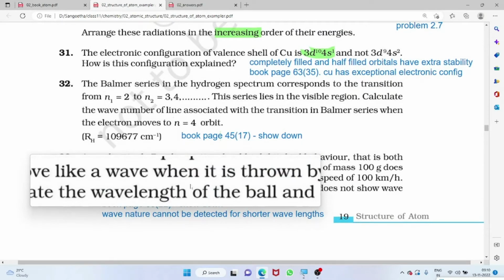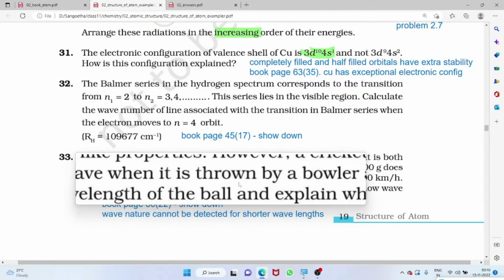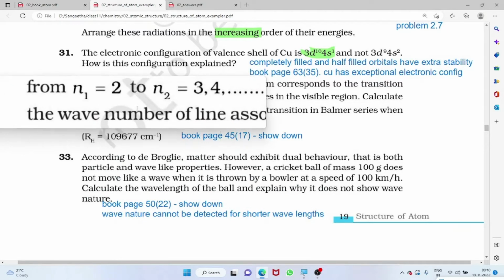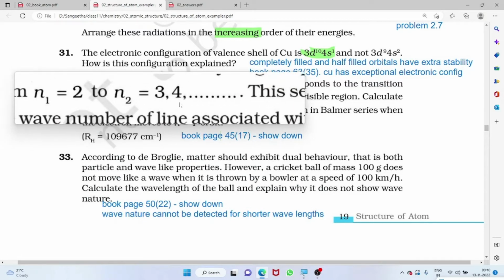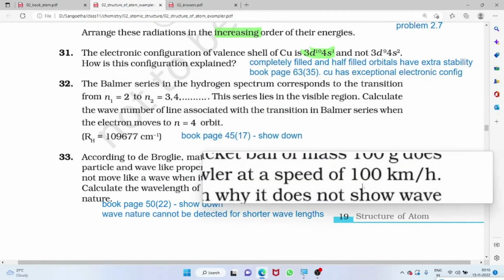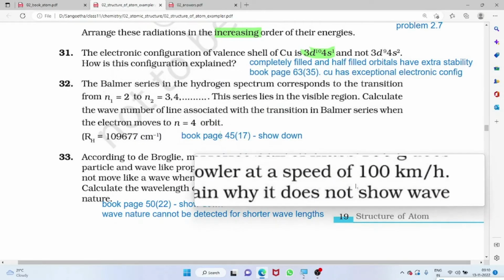The Balmer series in the hydrogen spectrum corresponds to the transition from n=2 to 3, 4. This series lies in the visible region. Calculate the wave number of the line associated with the transition in Balmer series when the electron moves to n equal to 4.